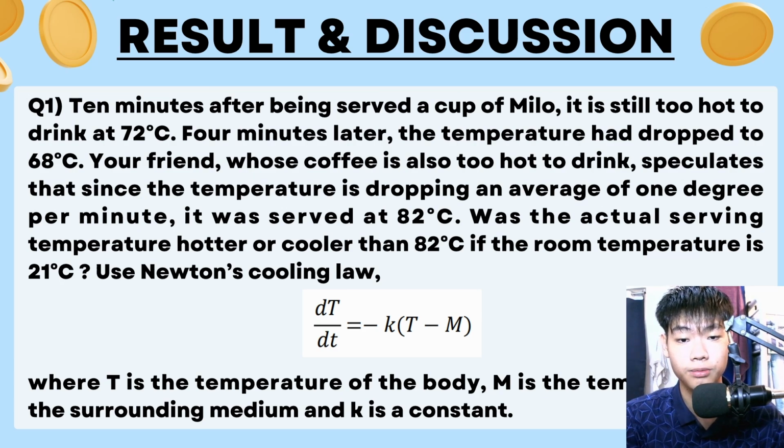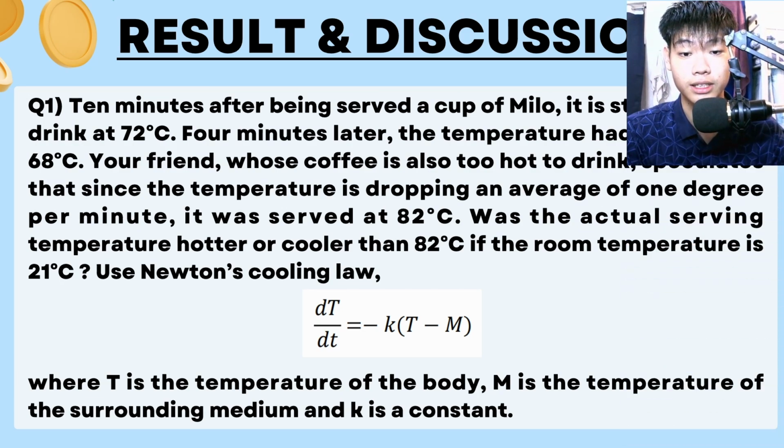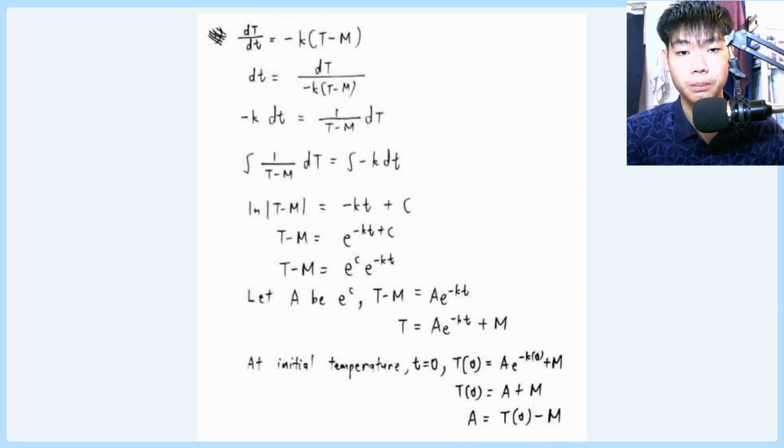Use Newton's cooling law, dT/dt = -k(T - m), where T is the temperature of the body, m is the temperature of the surrounding medium, and k is a constant. Now by looking at the equation, we can use the separable method, and we will separate the dt and the dT, and we will get -k dt = 1/(T - m) dT. By integrating both sides, we will get ln(T - m) = -kt + c. By arranging the equation, we can get T - m = e^c times e^(-kt).